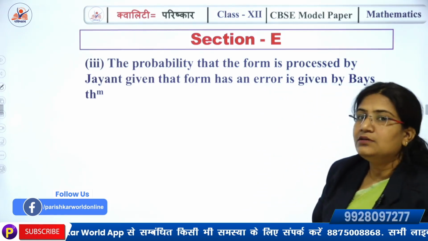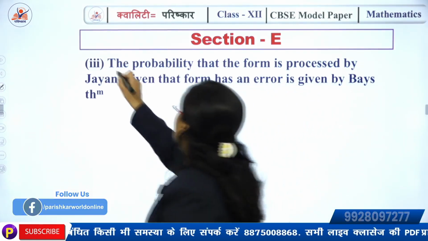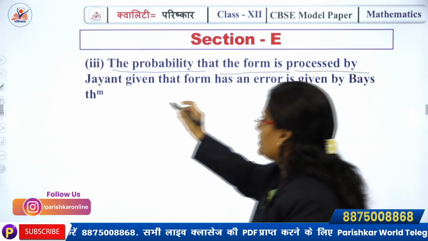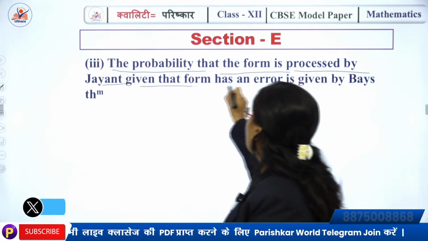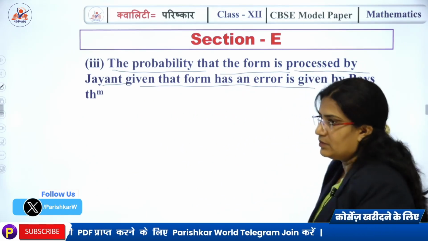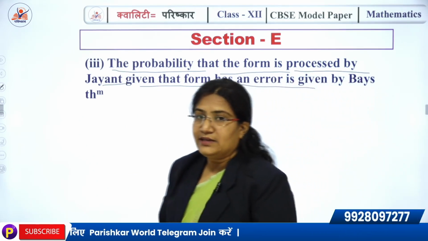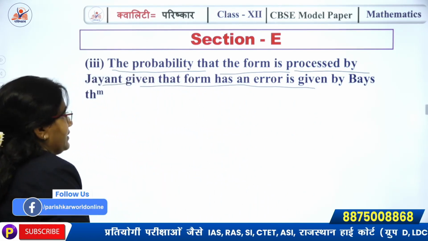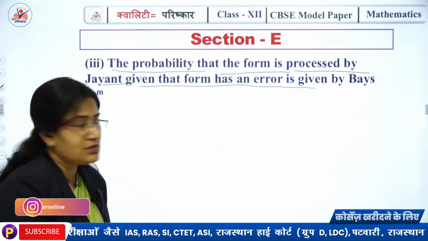Now come to the third part of this question. The probability that the form is processed by Jayant, given that the forms has an error. हमें वो probability find out करनी है कि जयंत ने forms को process किया है और उसमें एक error commit करी है. इसको हम Bayes theorem से solve करेंगे.